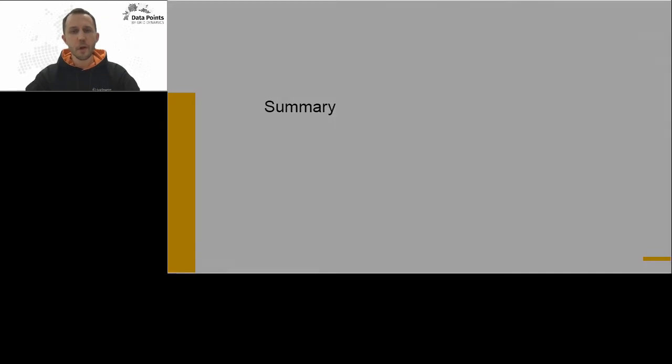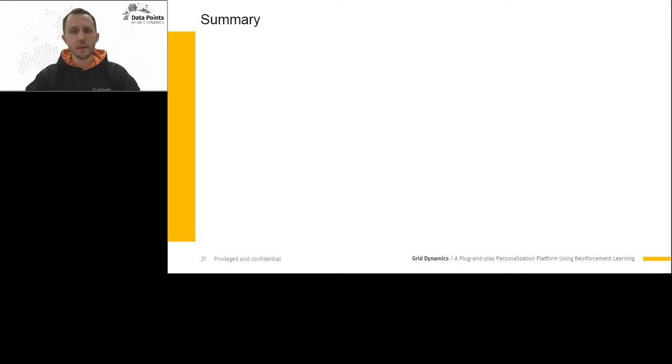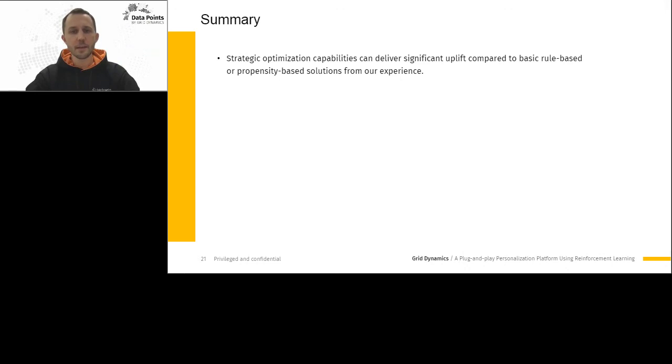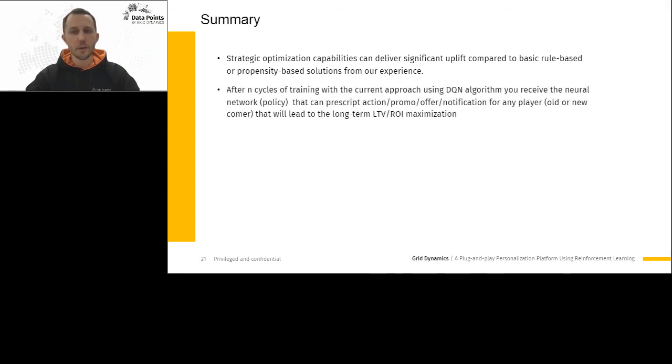And first of all, from our experience, it not only works, but also brings in more revenue than a rules-based system. After n cycles, you receive the agent, that is a policy, that is a neural network that can predict for any player, the old one or newcomer, the promo that leads to maximum profit in the long run. Start up the system relatively quickly.